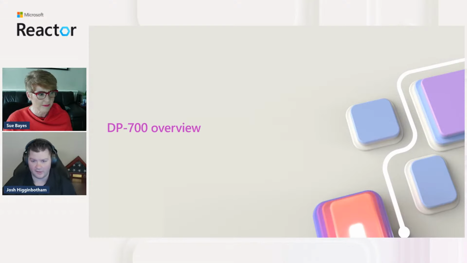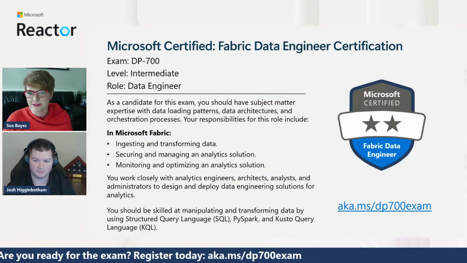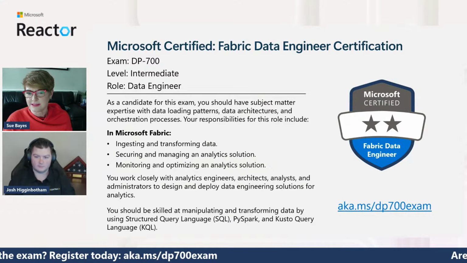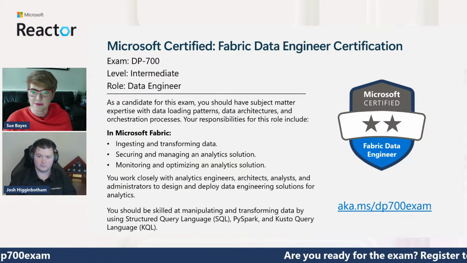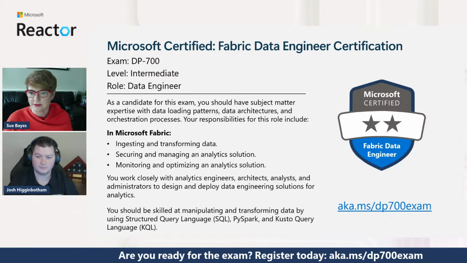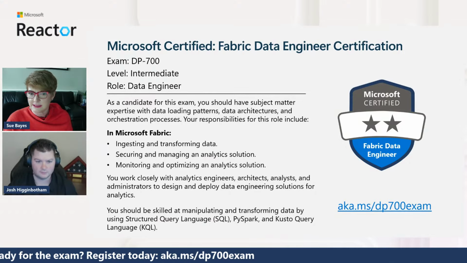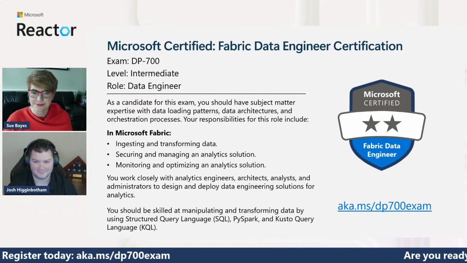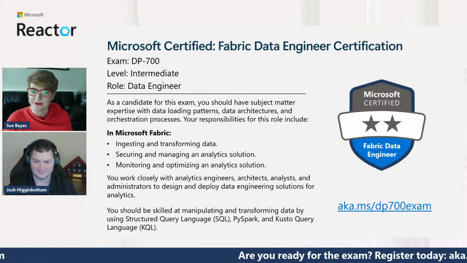So for the next piece, I'm going to hand this over to Sue so she can cover what the DP-700 is. Hi. So DP-700, for those of you that are interested, it basically covers the three areas in Microsoft Fabric: ingesting and transforming data, securing a solution and managing it, and monitoring and optimizing an analytics solution. I set mine on Monday. It's hard, but doable. And we're here to give you as much help as we can in your journey along this pathway.